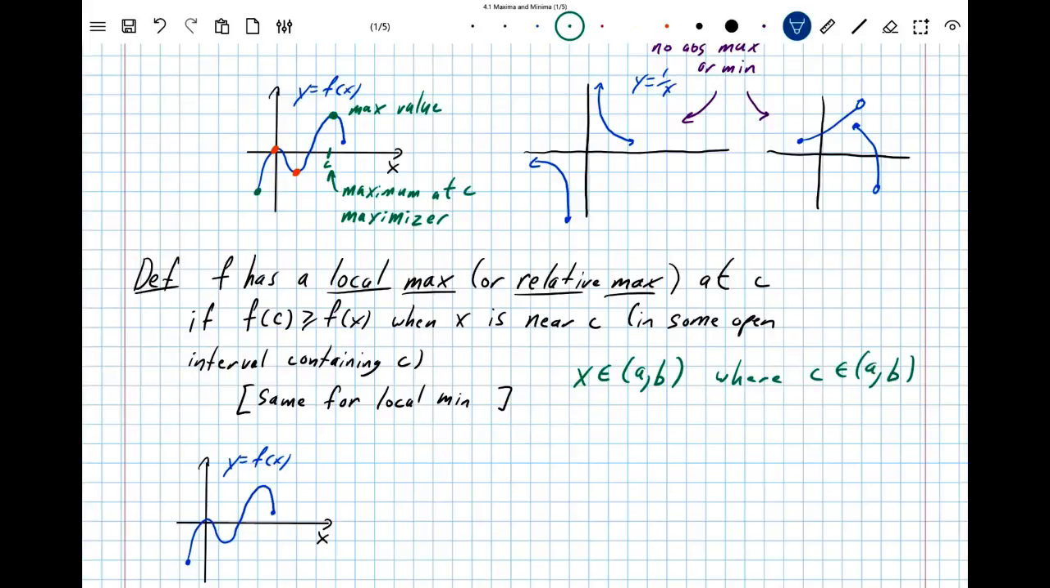Okay, so there should be some open interval, some magic area nearby in which it's the biggest or the smallest. Can you draw some open interval nearby that says, at least here I'm the biggest or the smallest? In my local neighborhood, I am the biggest or the smallest. And that's what it means to be a local max or a local min.